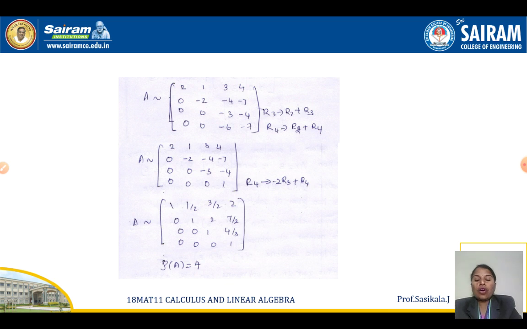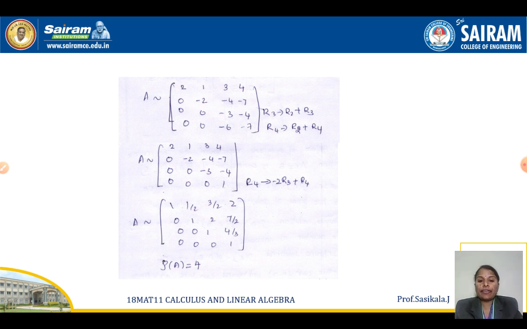So you can see all are non-zero rows. But one more thing you should check, the first entry of a non-zero row must be 1. The last is already 1, but the remaining are 2, minus 2, minus 3. What you can do, first row divided by 2, you'll get 1, 1 by 2, 3 by 2 and 2. Then the second row divided by minus 2, so 0, 1, 2, then 7 by 2. The next one divided by minus 3: 0, 0, 1 and 4 by 3. The last row remains the same. So now you can see echelon form is satisfied.